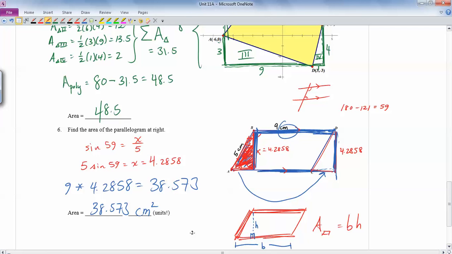And the reason that it works comes from taking this triangle on one side and moving it over to the other side. So the height of the triangle is the height of the rectangle, and then the base of the parallelogram is still the base of the rectangle that you get right there.